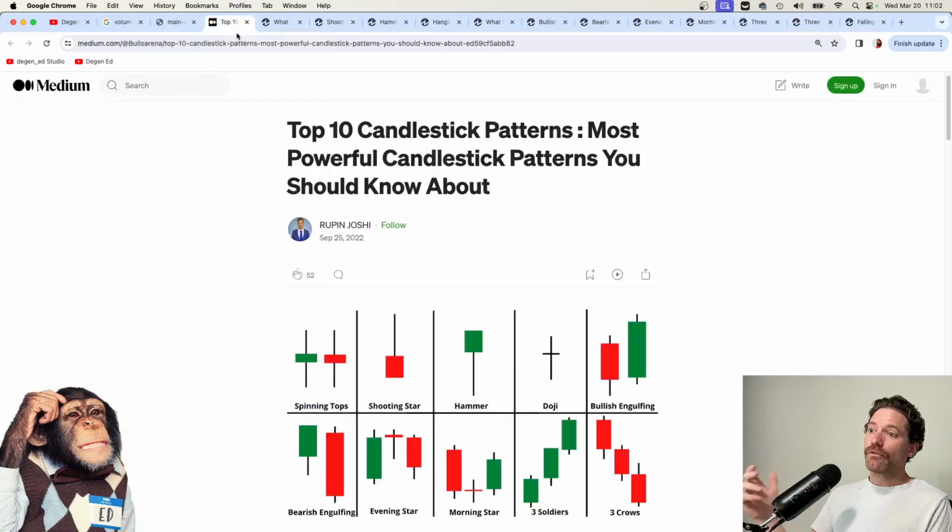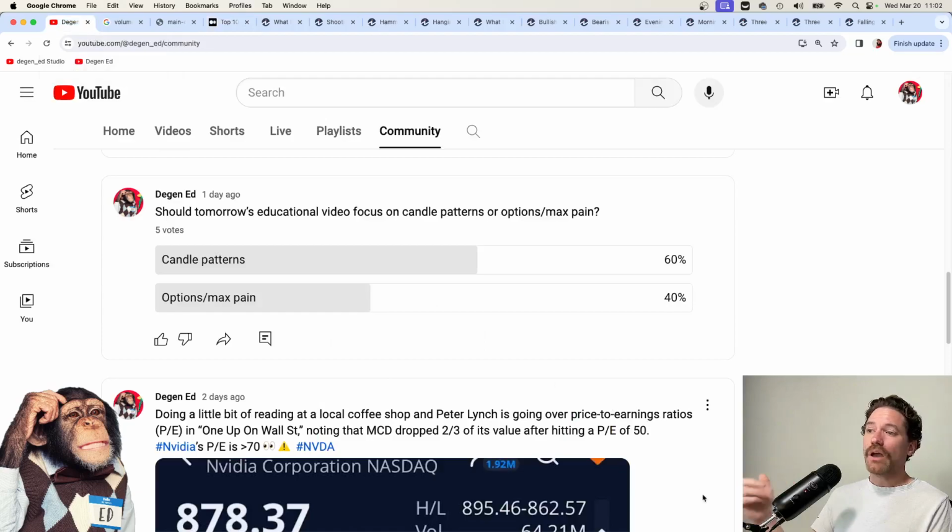But I have gone over basically all of these ten patterns. Hopefully you did find this to be helpful. And if you do have a suggestion for next week's educational video, I will post another poll either on Monday or Tuesday of next week to either go over more candlestick patterns or options, max pain, stuff like that.